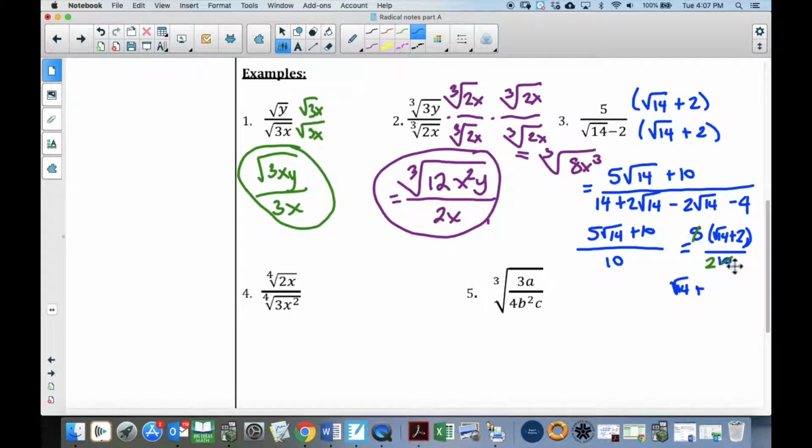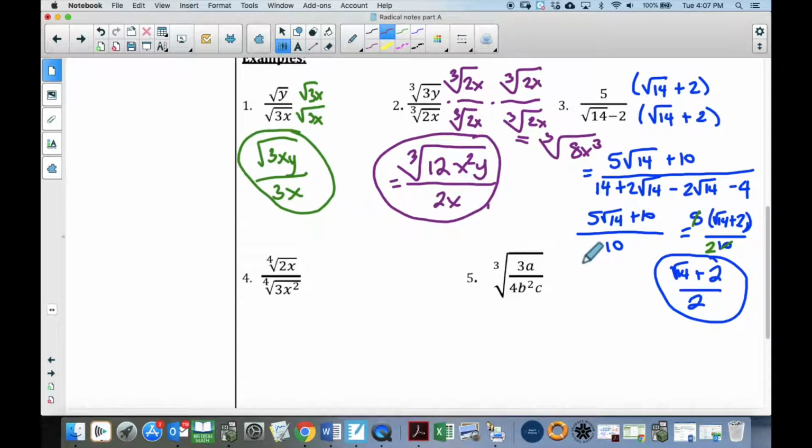So again, that 5 and 10 do cancel, leaving me with square root of 14 plus 2 over 2. I would just leave it written like this. Some textbooks like to simplify that down to radical 14 over 2 plus 1. It doesn't matter. It means the same thing.